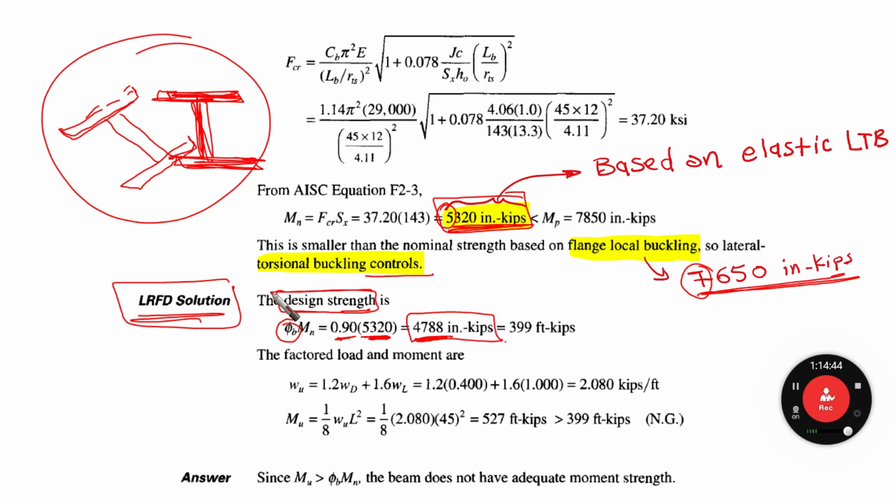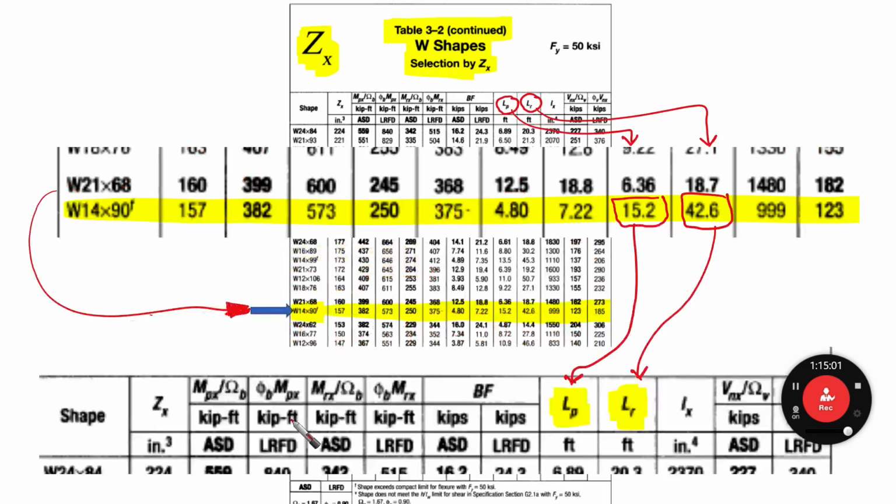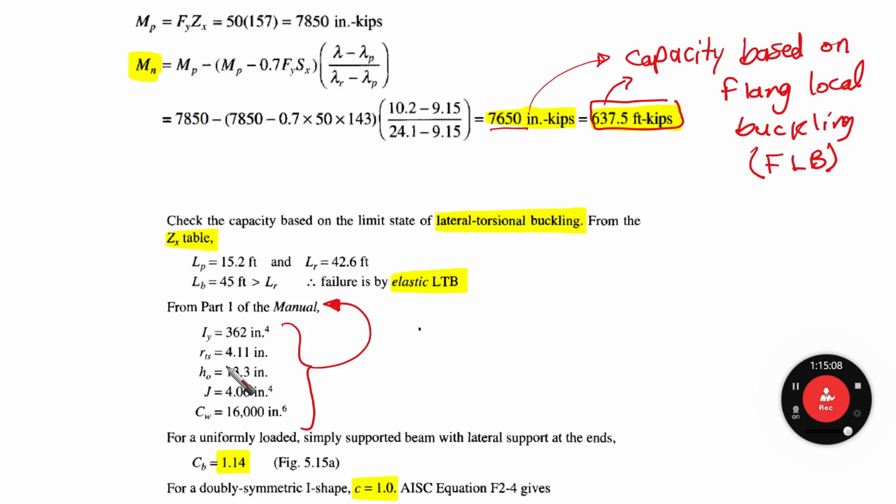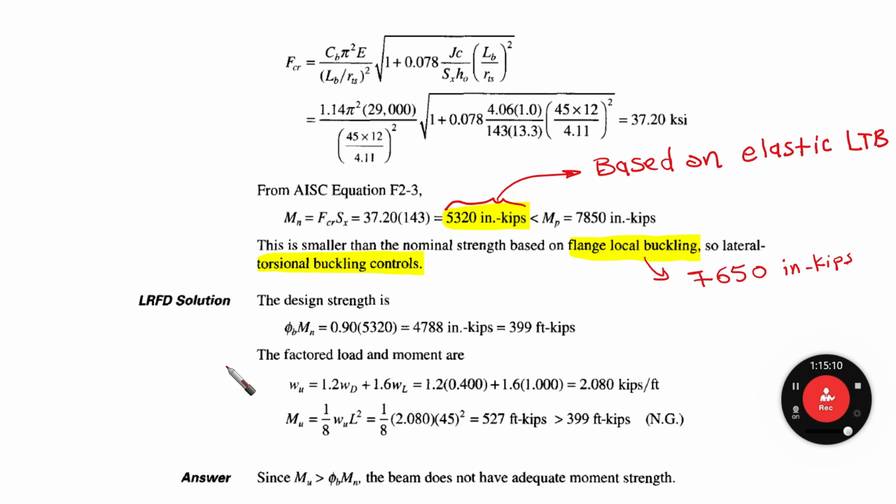Okay, and we are going to obtain the value for this, not nominal now, it is the design strength. Design strength that we should use for comparison with the required strengths based on loading. So this means that we are having almost 400 foot kips. The factored load and moments are our factored load. Remember that everything was given to us. We have dead load, we have live load, 400 and 1000, right? So we are going to calculate the values for the maximum moment coming from this required load.